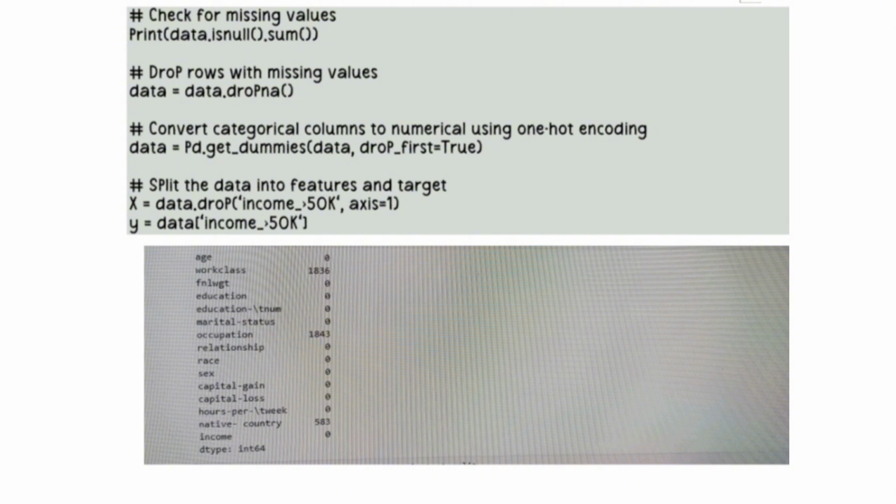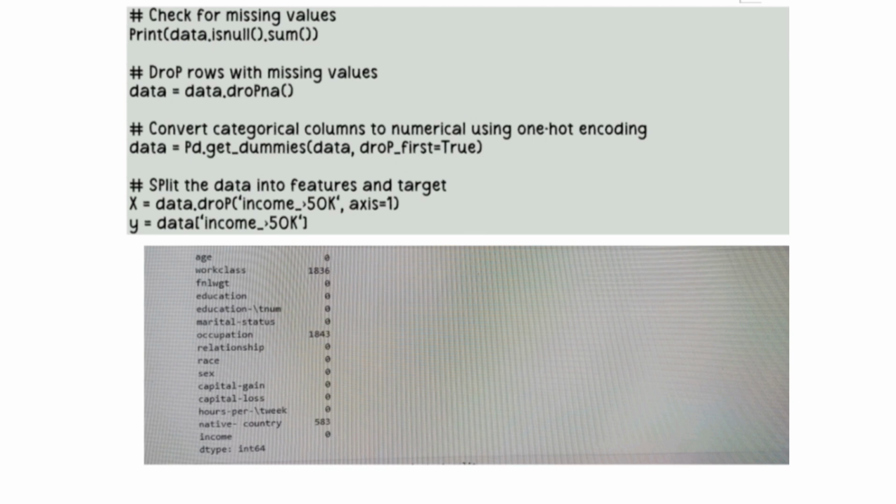Let's break down each step. Step 1: check for missing values. print data.isnull().sum(). This line calculates the sum of missing values, None or not a number, in each column of the data frame. isnull creates a Boolean data frame indicating where values are missing, and sum adds up the true values representing missing data in each column. The output shows the number of missing values per column, allowing you to assess the extent of missing data.